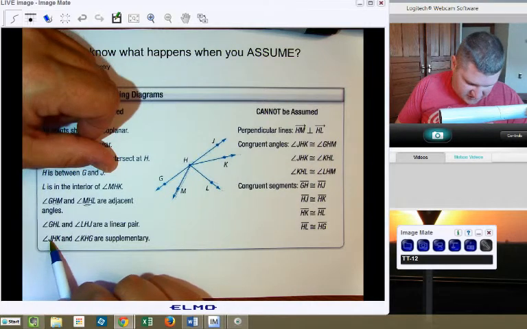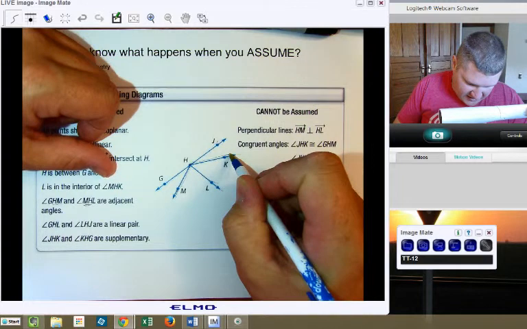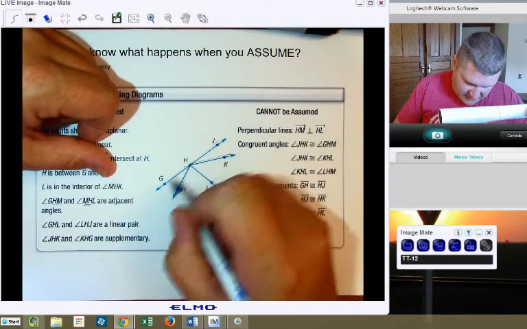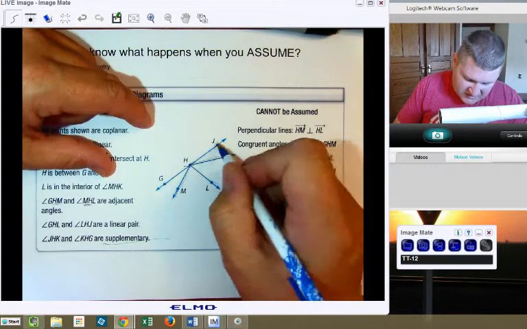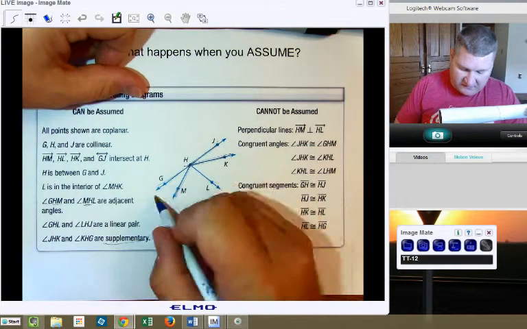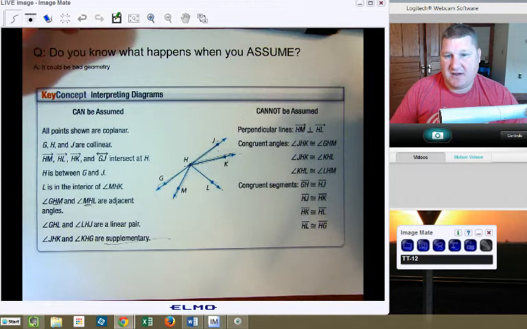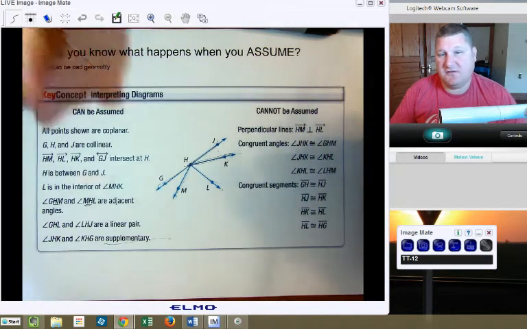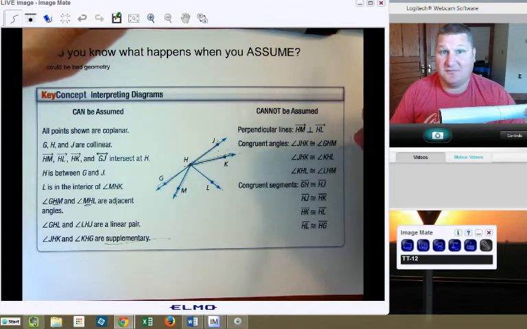We can assume that JHK and KHG are supplementary. Why can we assume that these two are indeed supplementary? Well, because if this was a straight line and these are adjacent, then that makes them therefore a linear pair, making them add up to 180 degrees, which therefore makes them supplementary. And I just did a geometric proof, and you're going to get to do some soon.